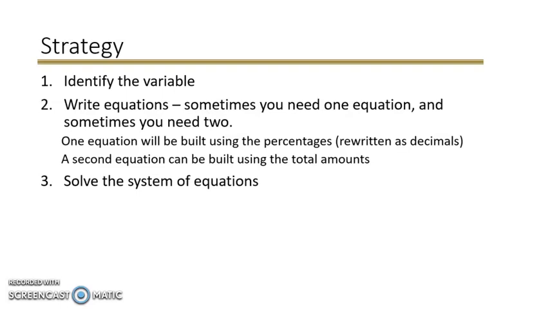So one equation is going to be built using the percentages, which you will rewrite as decimals. And remember, it's the percentage times the amount that is going to equal what you get. The second equation is generally going to be built using the total amounts. Then you're going to solve either just the plain equation or the system of equations. Most of the mixture problems I see tend to have two variables, but we're going to start off with an example that has only one variable.